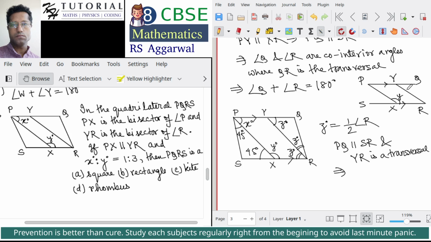So definitely Q plus R will be 180 degree. What will be angle Q? Angle Q will be 180 degree minus this, which is equal to twice Z degree.